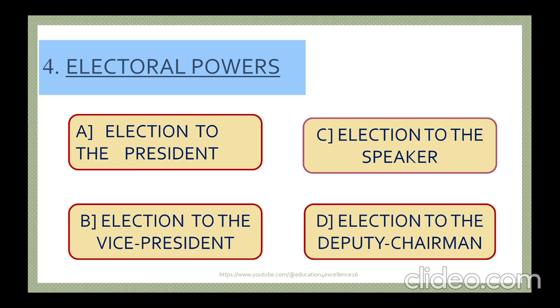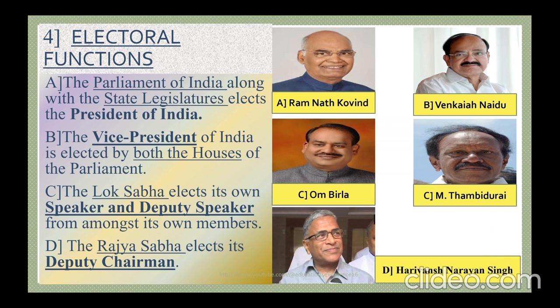Then, electoral powers. Here we are going to discuss the electoral powers of the parliament in the matter of elections to the president, the vice president, the speaker, and the deputy chairman. So dear children, we already got to know how the speaker gets elected. The Speaker of Lok Sabha gets elected among the members of Lok Sabha itself. And in the absence of the speaker, the deputy speaker presides over the meeting.